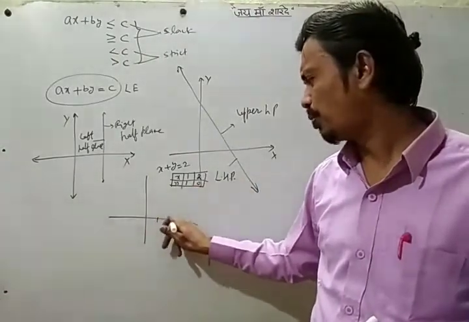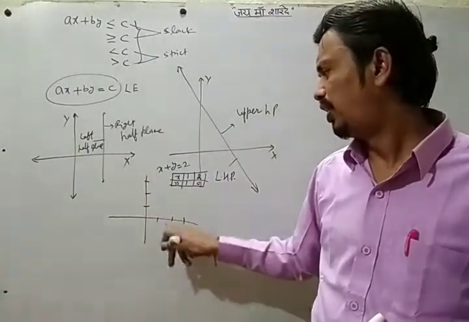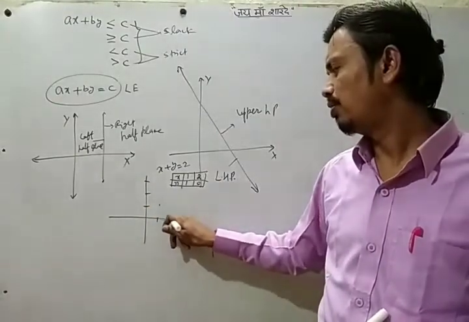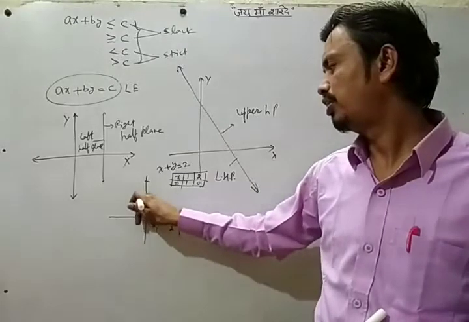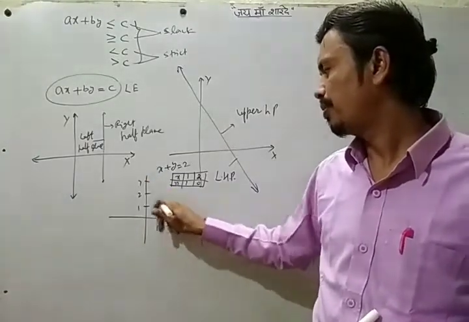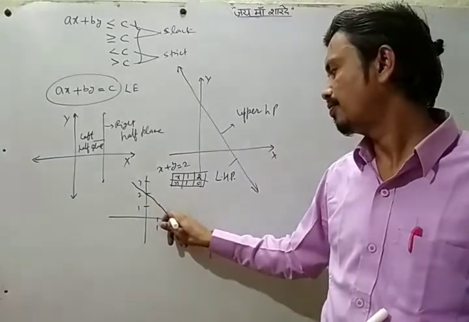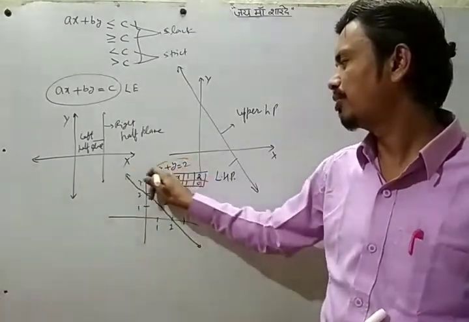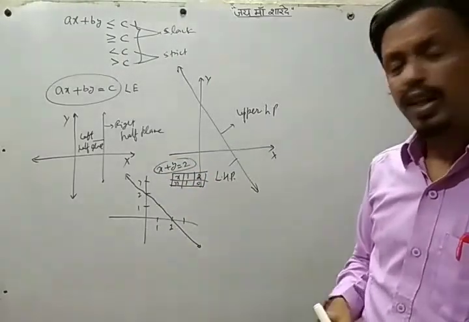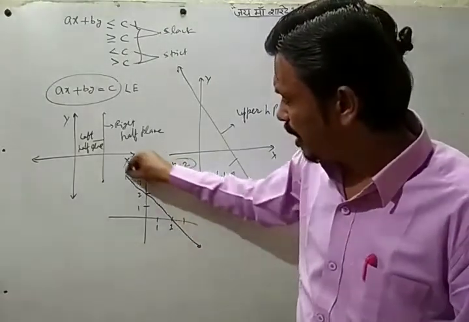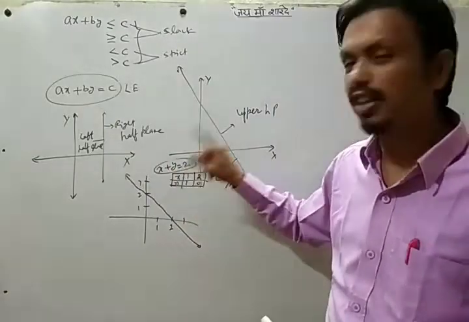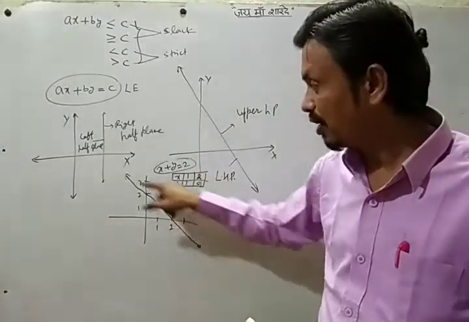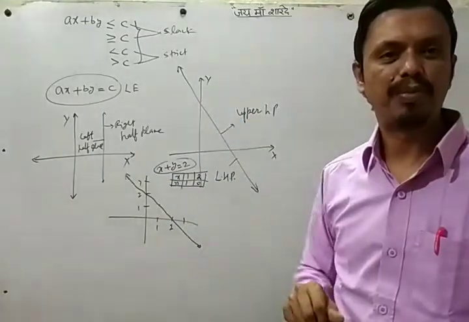So if we plot these points, x1, y1 and x2, y0, its graph will be this. This is the graph of the linear equation x plus y equal to 2. Okay? If we take any point from this line, then it will satisfy this equation. All the points which lie on this line will be its solution.